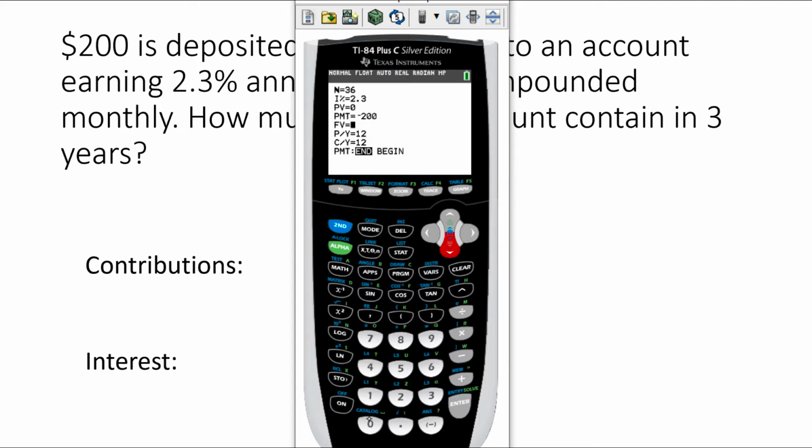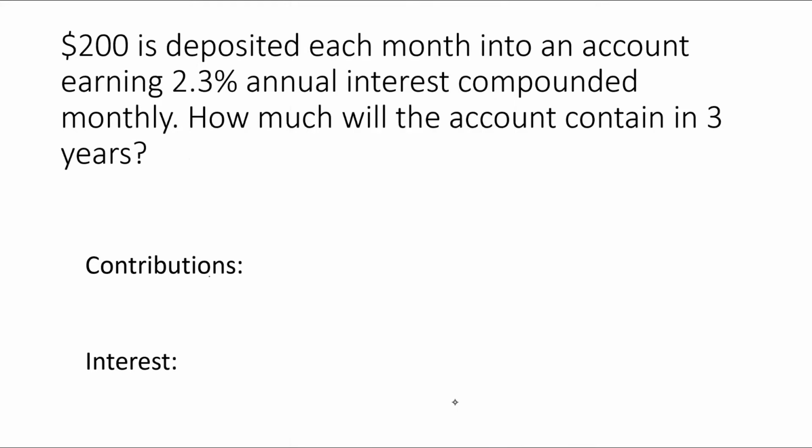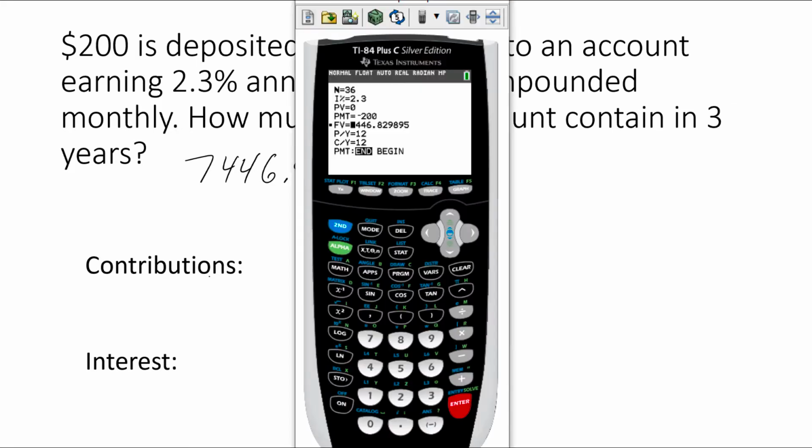It is deposited monthly, so our payments per year and compounds per year should both be 12. That was listed there as 12 from the last problem I did, so we'll just keep that there. Now we just want to solve for the future value. So we'll press alpha and then enter. And we see that we get 7,446.83.